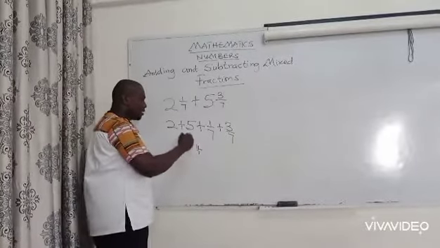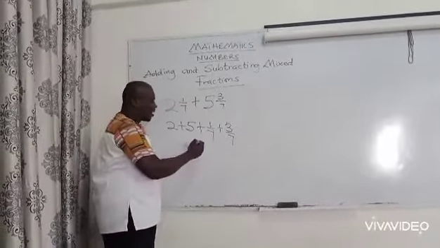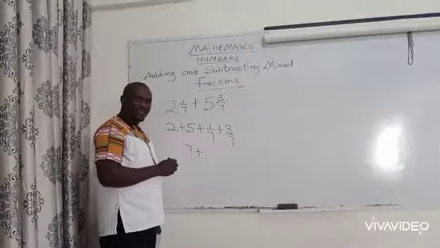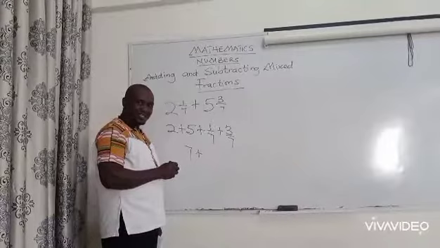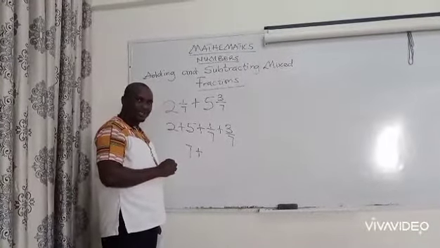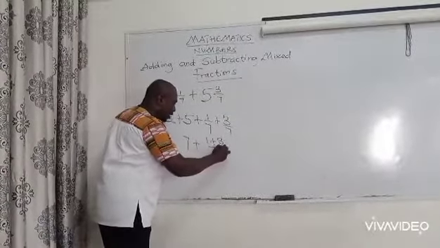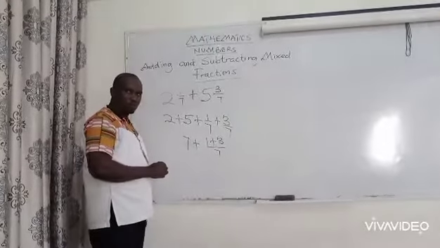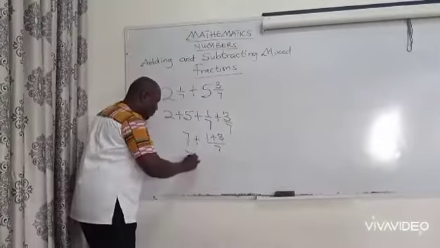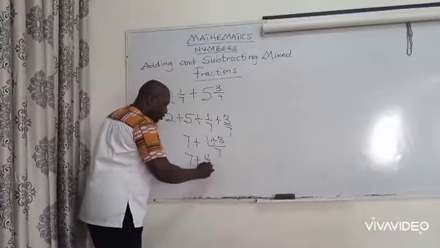Plus, do you remember in our previous lesson, we said that if you have two fractions whose denominators are the same, they are called like fractions. What do you do in addition? You add the numerators and you pick only one denominator. So what do we have here? We have 1 plus 3 out of 7. We have 7 plus 1 plus 3, which gives us 4 out of 7.